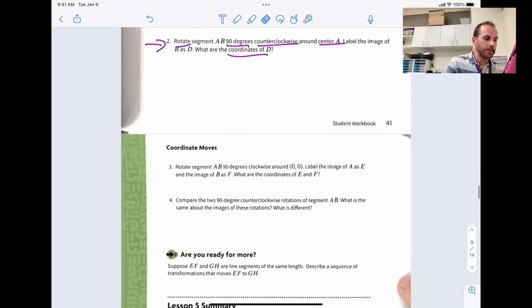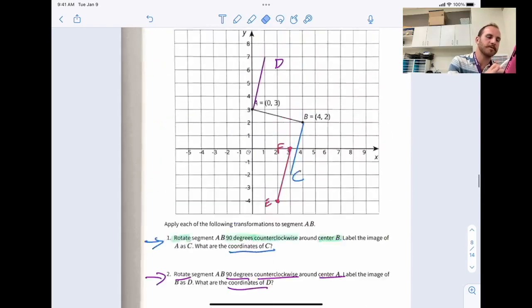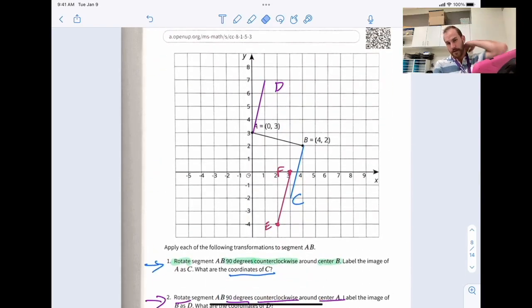Okay, let's look at number 4. Compare the two 90 degrees counterclockwise rotations. What is the same about the images of these rotations? What's different? Something you might have noticed here is that the angle of all of these 90-degree rotations is the same. We rotated them in different directions, but because they're 90 degrees, the angle of each of these lines is going to be the same. Because it's 90 degrees away from this line, it'll line up real well.